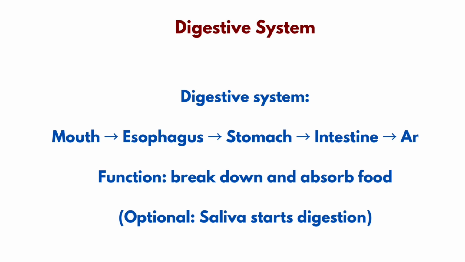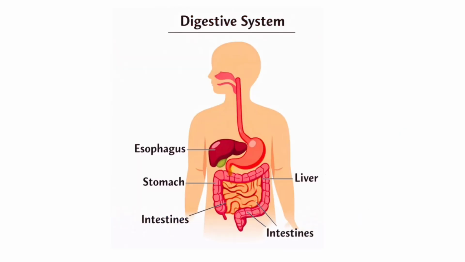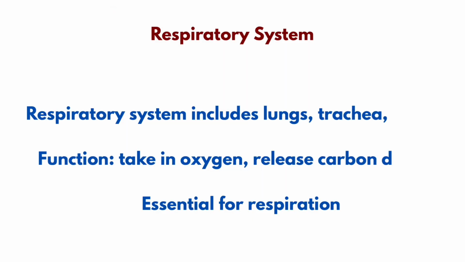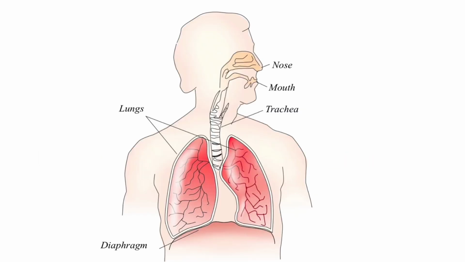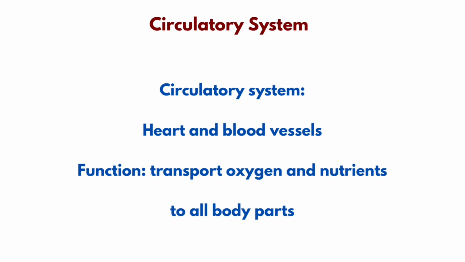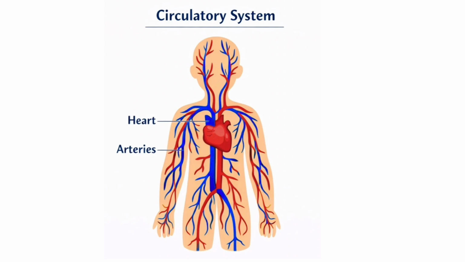Okay. Next we will talk about the respiratory system. The respiratory system's function is to take in oxygen and release carbon dioxide, which is essential for respiration. The respiratory system includes the lungs, trachea and bronchi. Now let's move to the circulatory system. The circulatory system's function is to transport oxygen and nutrients to all body parts. It has the heart and the blood vessels.